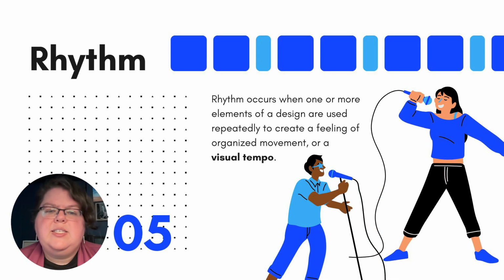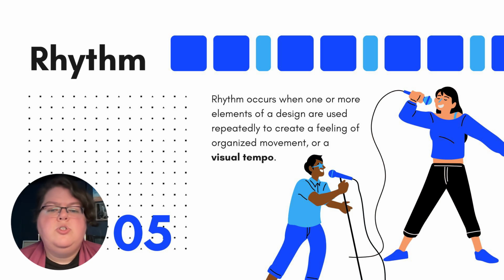Fifth, rhythm creates a sense of movement, flow, and visual interest within design. It's similar to repetition, but focuses on the placement and spacing between the repeated elements. There are four types of rhythm you can apply to visual media. Regular rhythm uses the same clear pattern and spacing between repeated elements.